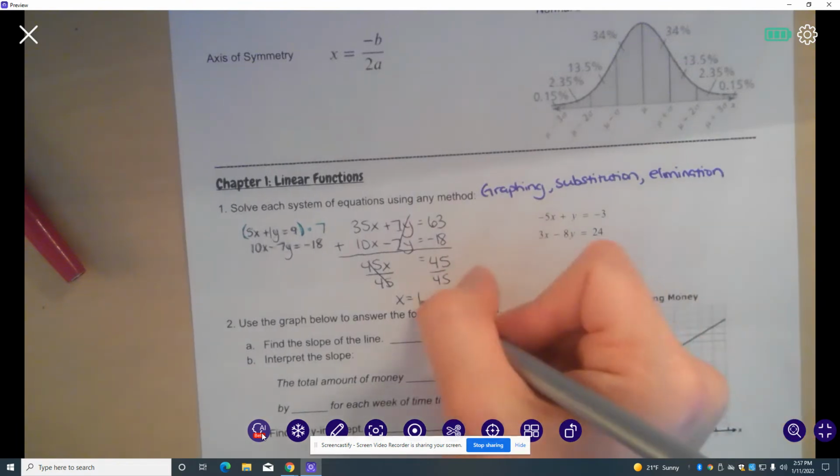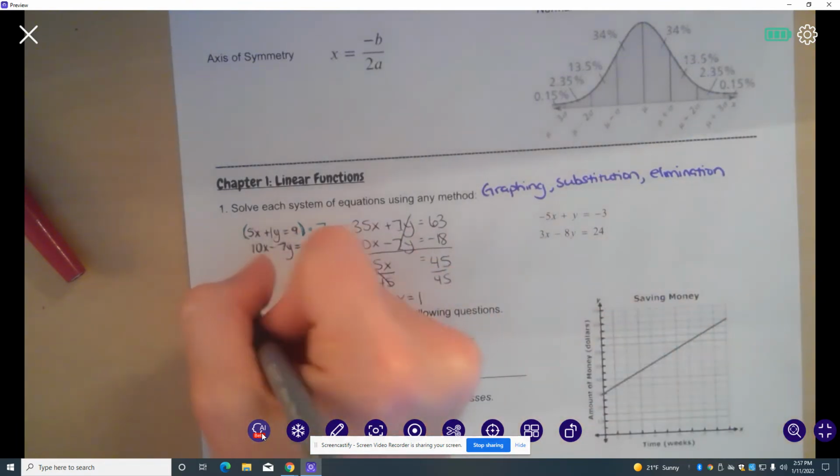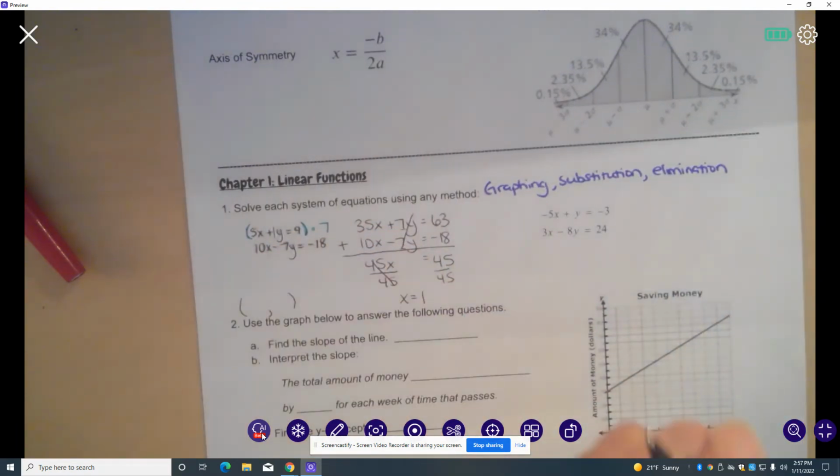Now I have to be careful. I don't want to stop here. Remember, my solution to a system is the ordered pair. I have the x value. I now need the y value.